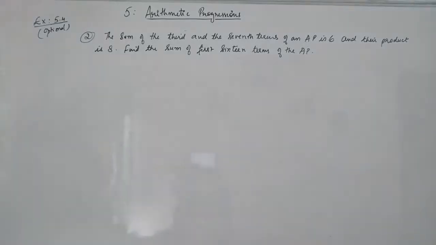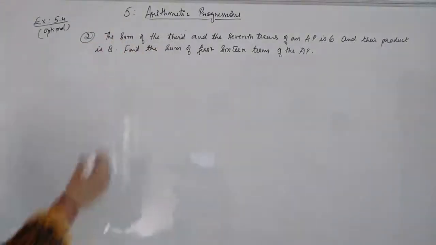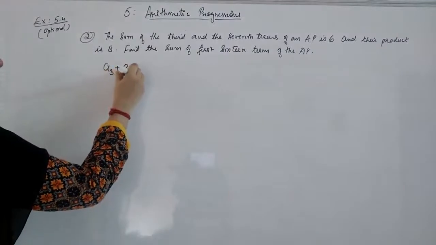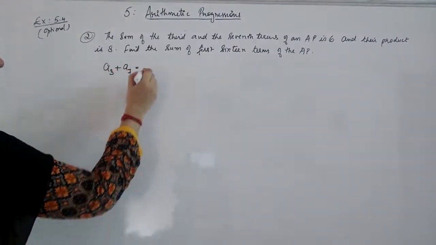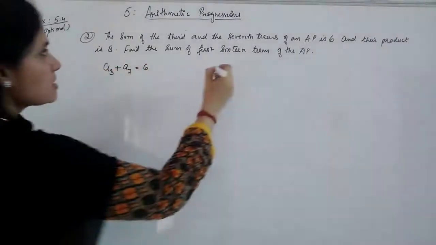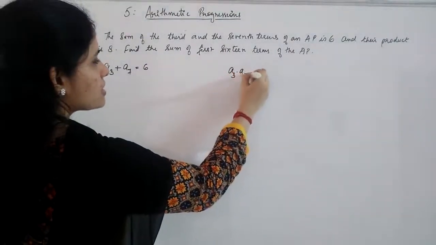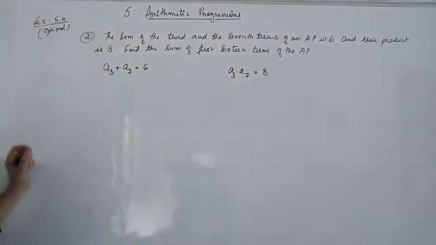Next question is, second one. The sum of the third and the seventh terms of an AP is 6 and their product is 8. Find the sum of first 16 terms of the AP. So first we will start with the given concept, that is the sum of the third and seventh term. Third means A3, seventh means A7. So the sum is given to be A3 plus A7 is equal to 6, and one more thing is given, that is their product. Their product means A3 into A7 is equal to 8. These are the two things given in the question.